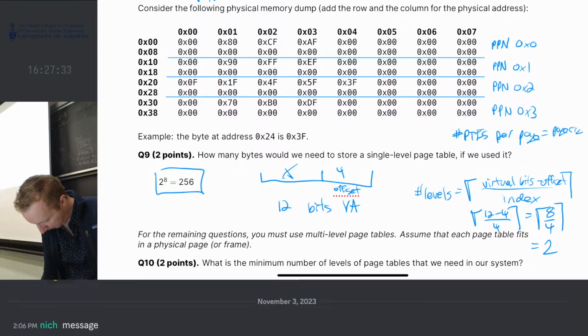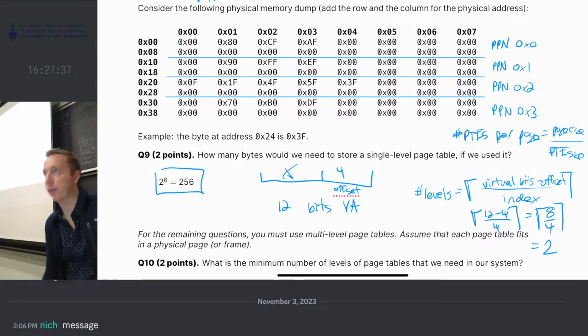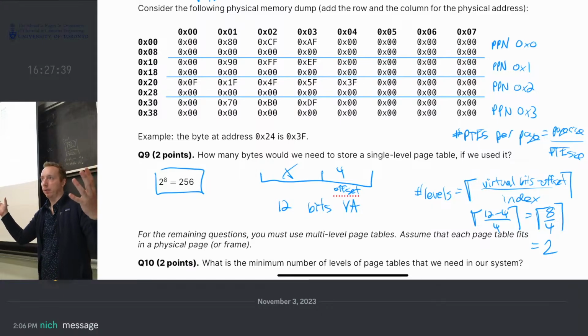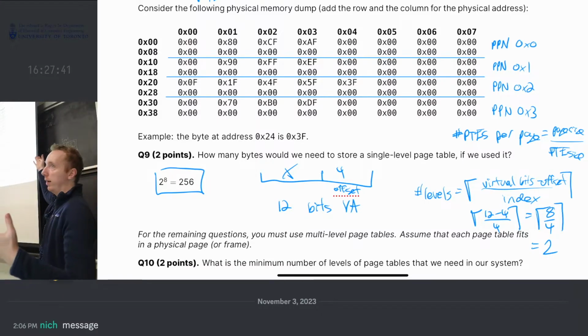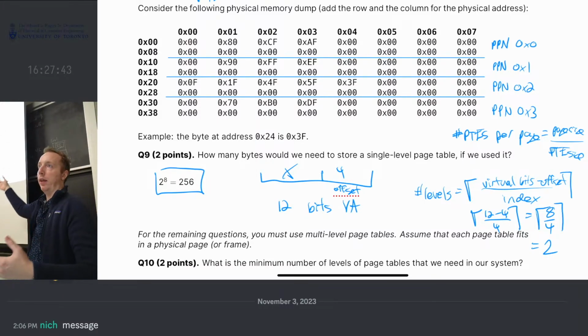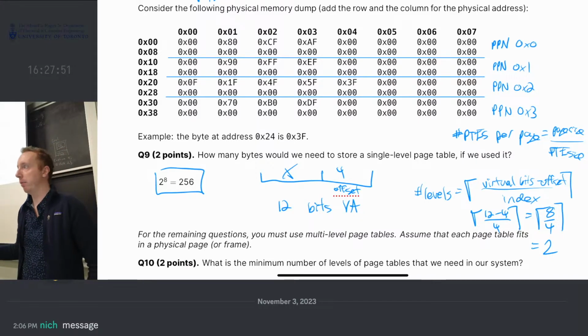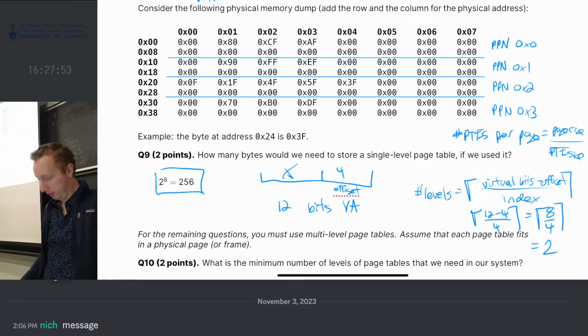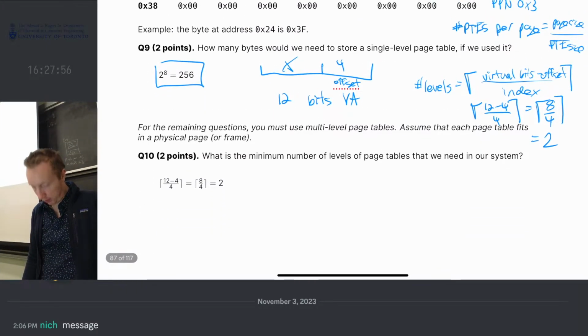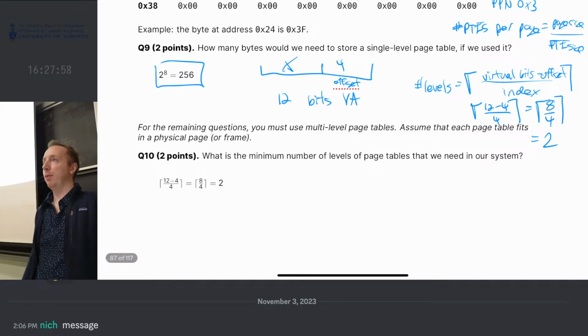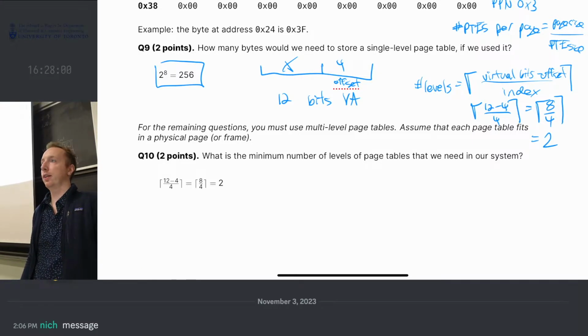It's always the page size divided by the PTE size, just like it was just a giant array. But in this case, my page size is 16 bytes, and my PTE size is just 1 byte, so I don't have to change anything. But in general, that's the equation you have to use, because it's just a big array. All right, are we good? 2 levels of page tables, all good?